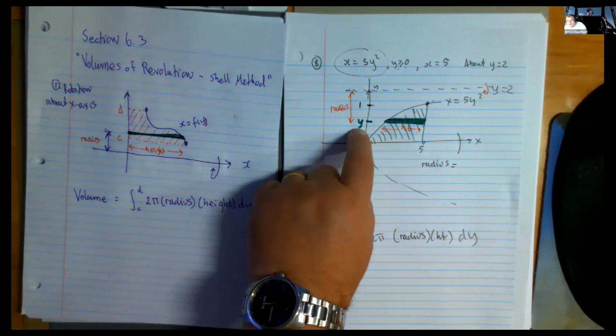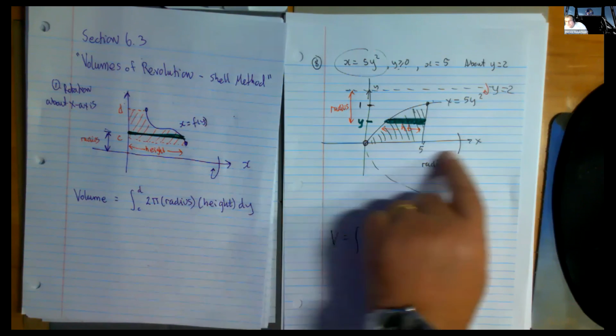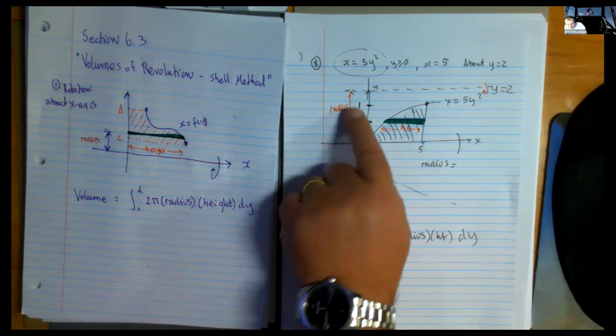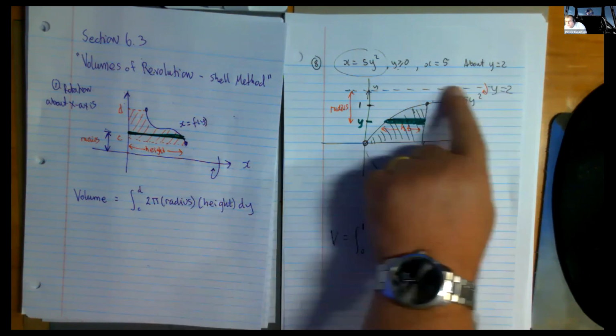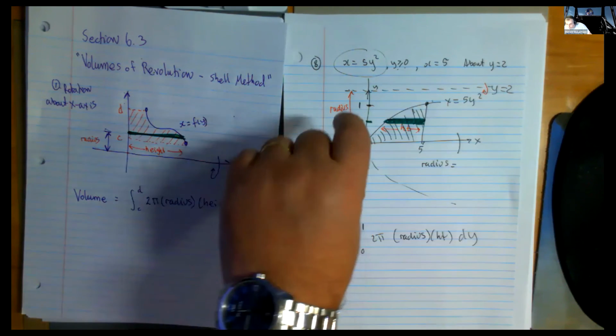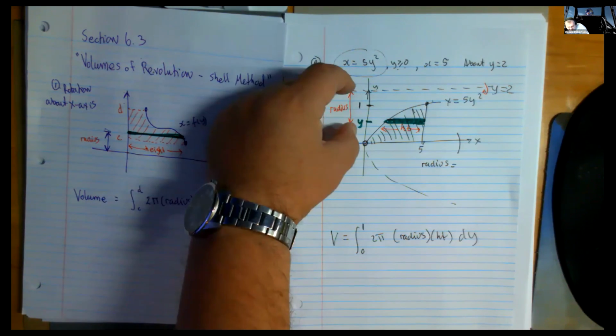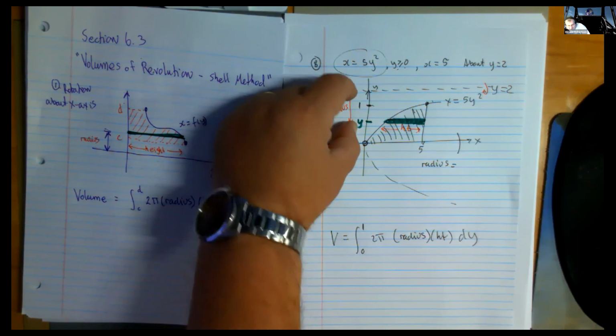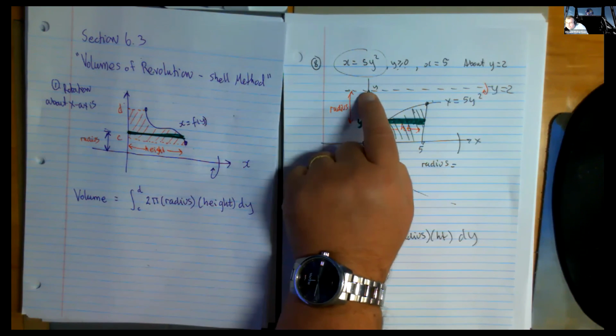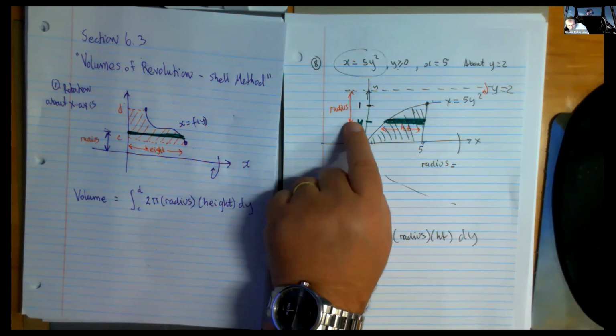Normally, isn't the radius just y? Because that's what happens when you rotate about the x-axis. But what happens when you rotate about a line that's parallel to it, like y = 2? Then you do have to do a bit of work. That distance is the radius, right? From the rectangle to the axis of rotation. That's what we call the radius.